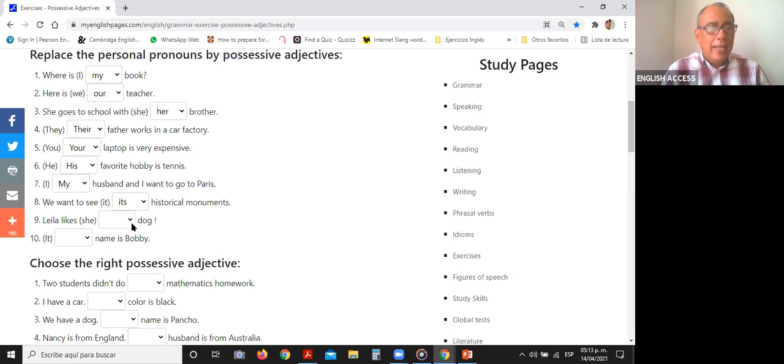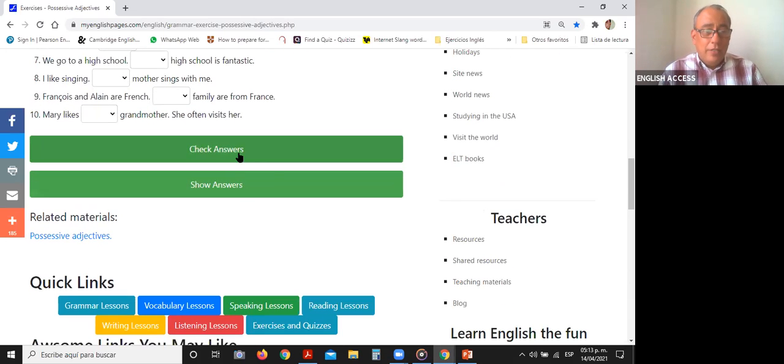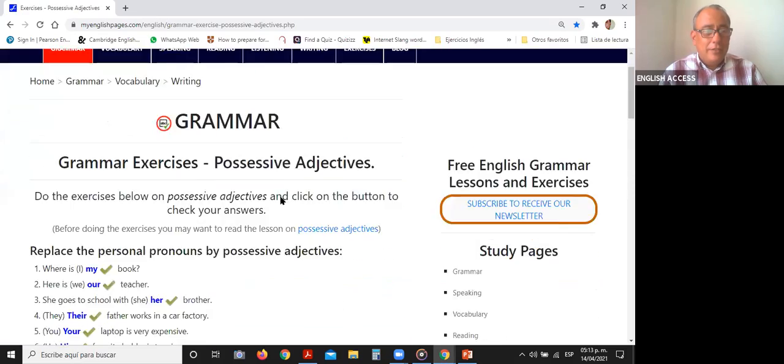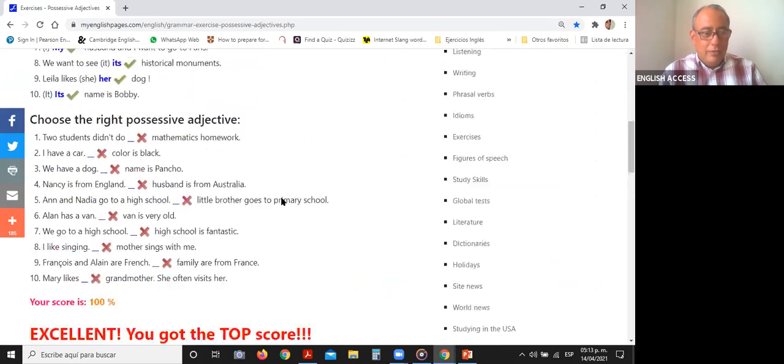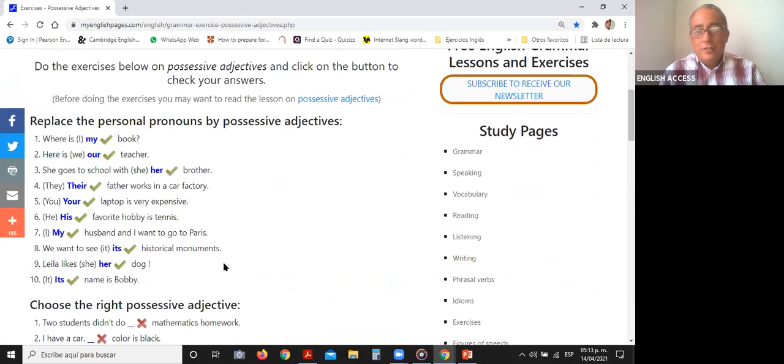Number 9. Leila likes her dog. And finally, number 10. Its name is Bobby, meaning that Bobby maybe is a dog, not a person. Let's check the answers. Exercise number 2 is all wrong because we didn't do it. So these are the correct answers.